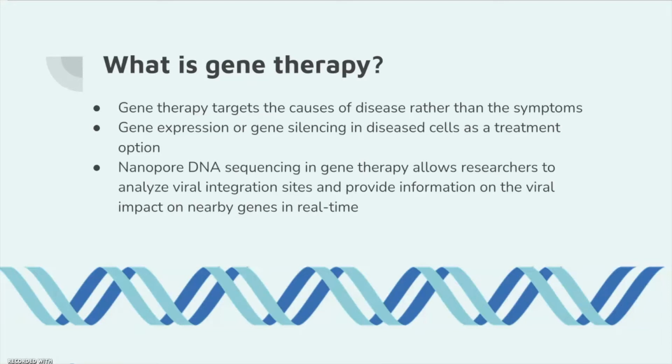Researchers can also use nanopore DNA sequencing, in which nucleic acids pass through a nanopore that tracks changes in electrical currents, and analysis of these changes can be used to sequence the DNA in real time. Using nanopore sequencing provides researchers the opportunity to analyze integration sites of viral genomes and see the effects of using viral genomes in human DNA, which we will cover more in later slides.